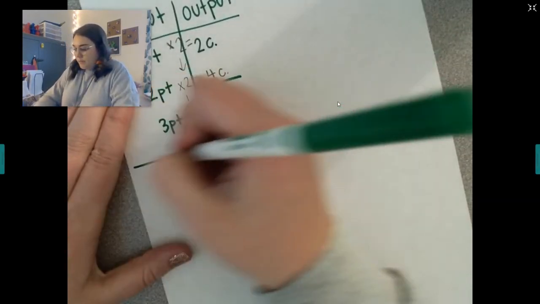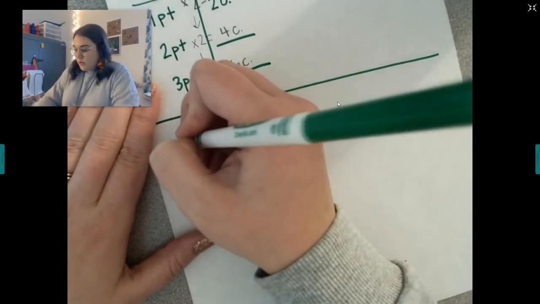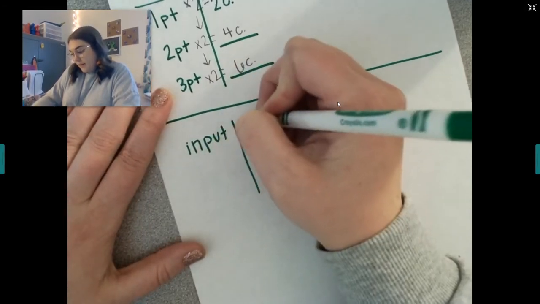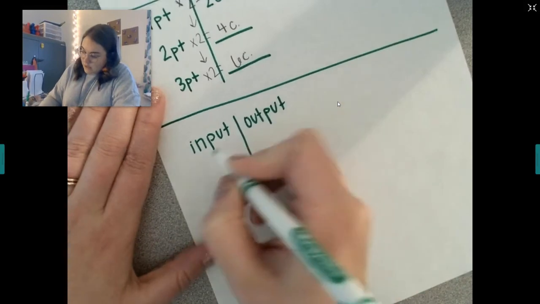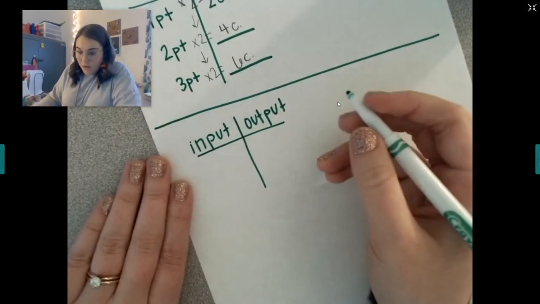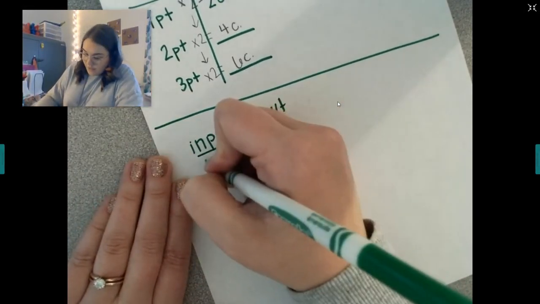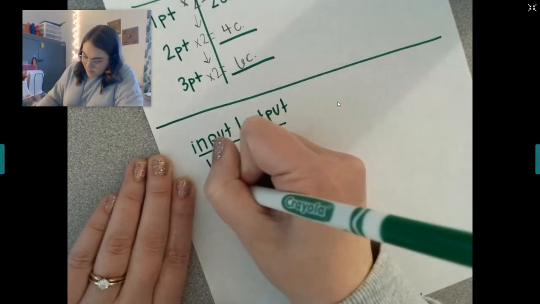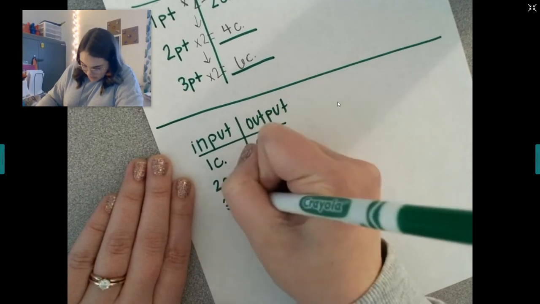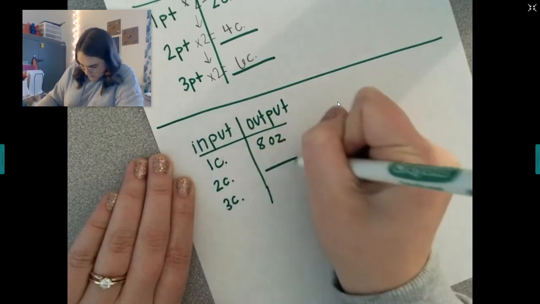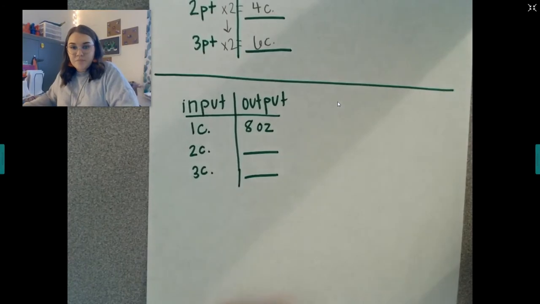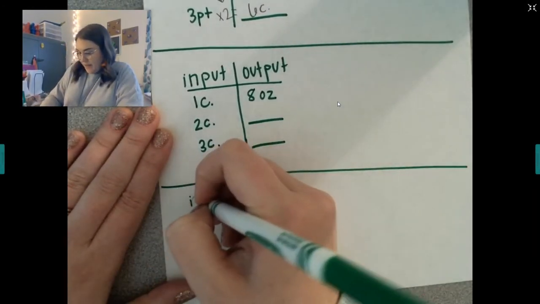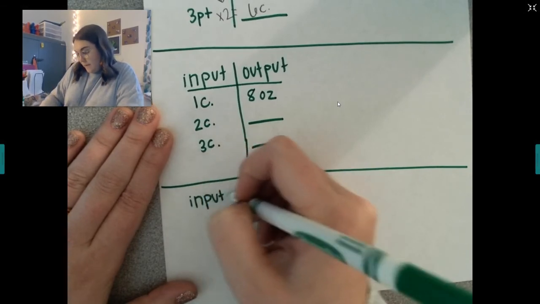Let's do another one. Finding the rule. So I want you to draw an input-output table. We're going to do 3 problems together, and then I'm going to leave you off to your own devices to do your assignment. I want you to do, if 1 cup is 8 ounces, how many is 2 cups and 3 cups? So pause the video and find that one while I make up our next one.